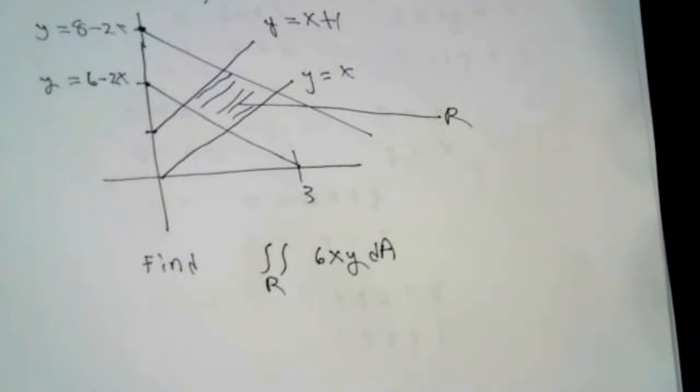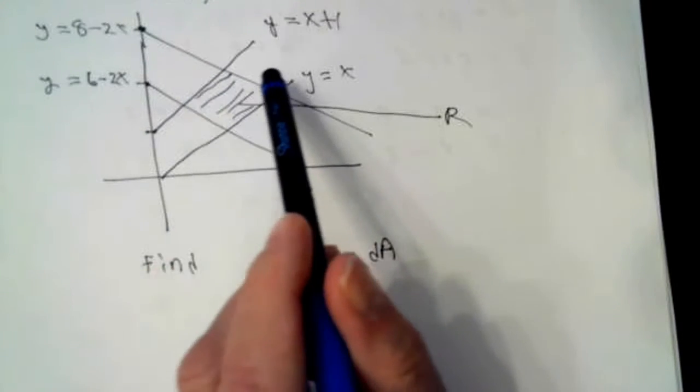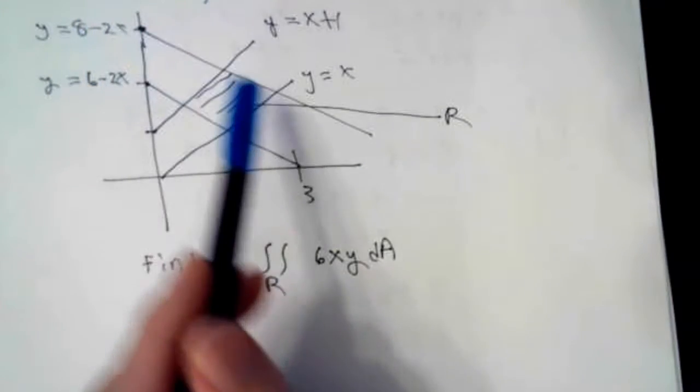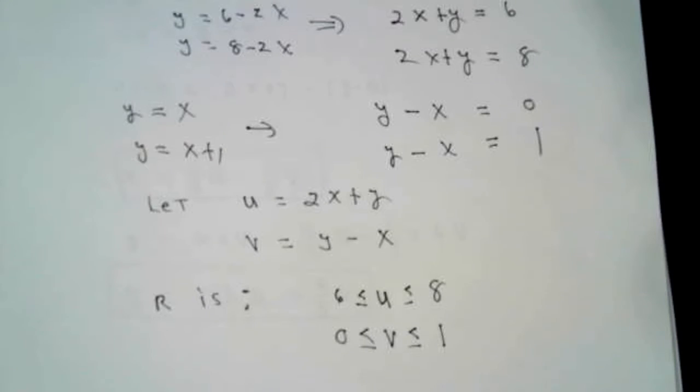If I wanted to do this in Cartesian coordinates, I'd have to split the region up into at least 2 smaller regions because what constitutes the top function changes at the intersection point of this straight line and y equals x plus 1. Depending on how it's oriented, I might have to break it up into as many as 3 double integrals to do, which is obviously undesirable. The way around this problem is to take advantage of the difficulty.